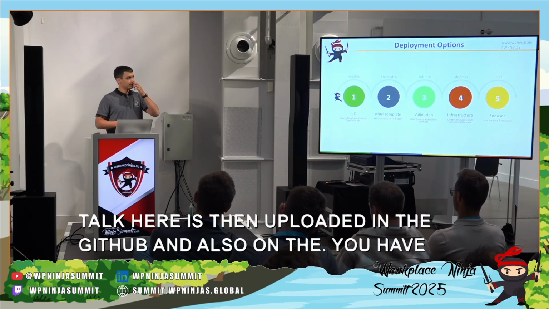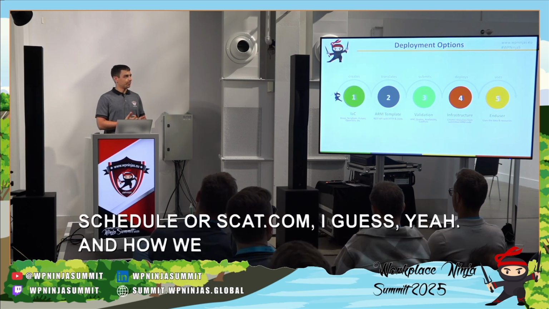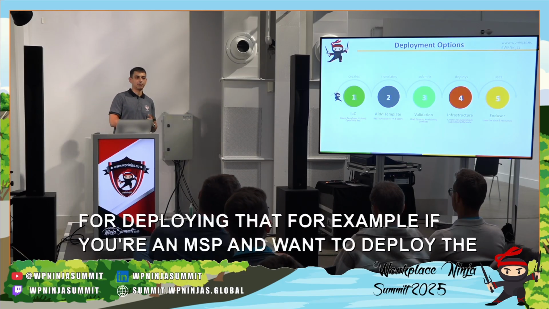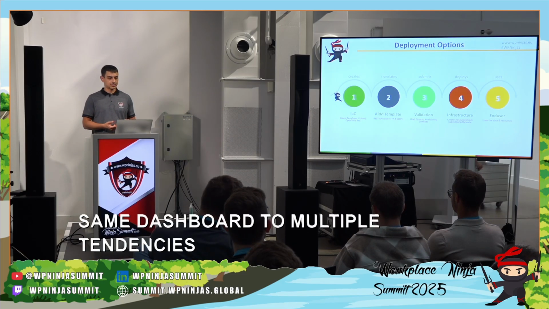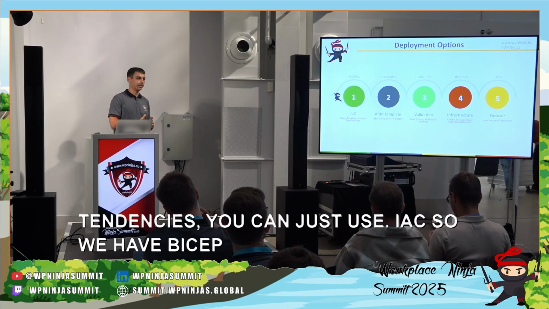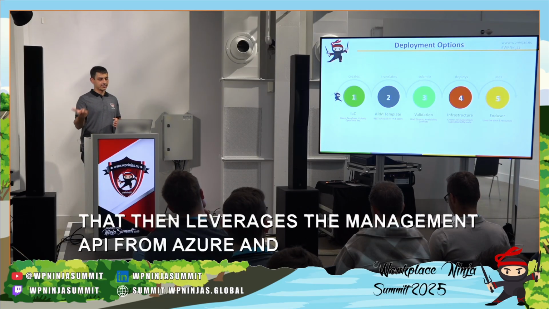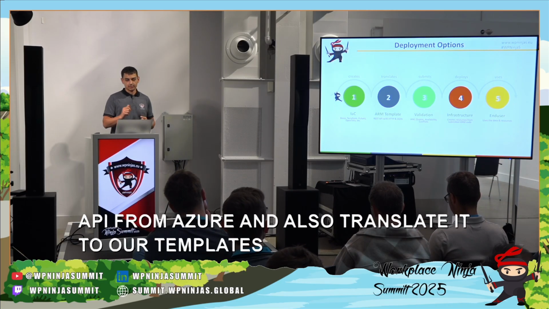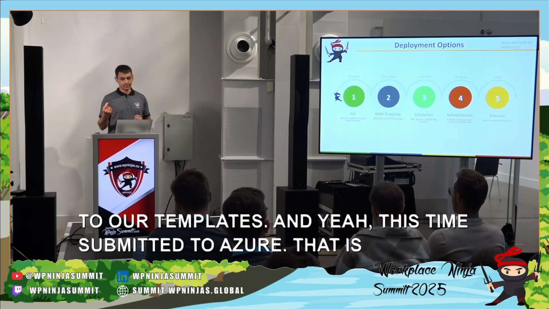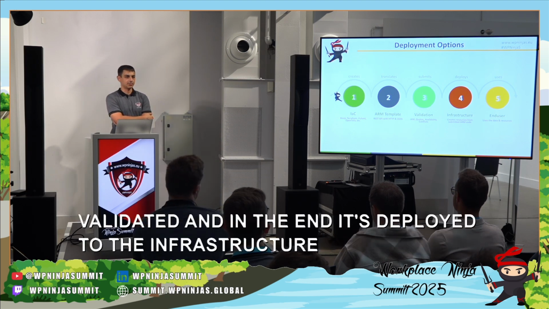and also on sched.com, I guess. How we can leverage automation for deploying that. For example, if you're an MSP and want to deploy the same dashboard to multiple tenancies, you can just use IaC, so we have Bicep, Terraform, whatever, that then leverages the management API from Azure and also translates it to ARM templates. And yeah, this is then submitted to Azure. There it is validated, and in the end it's deployed to the infrastructure where the users can use it.